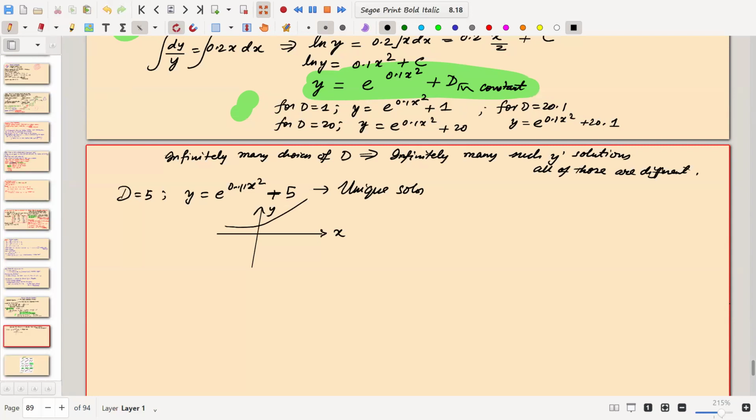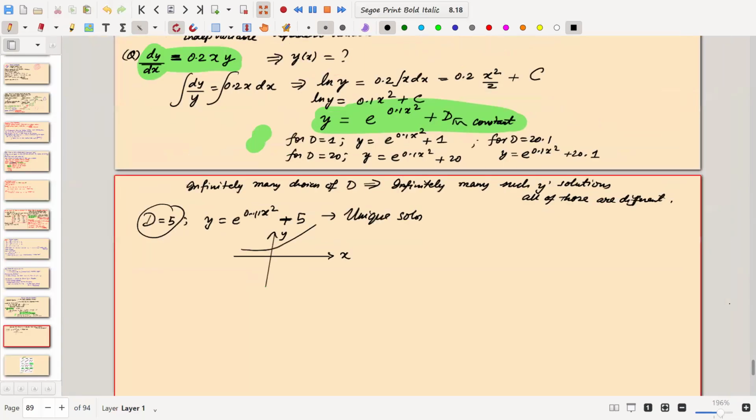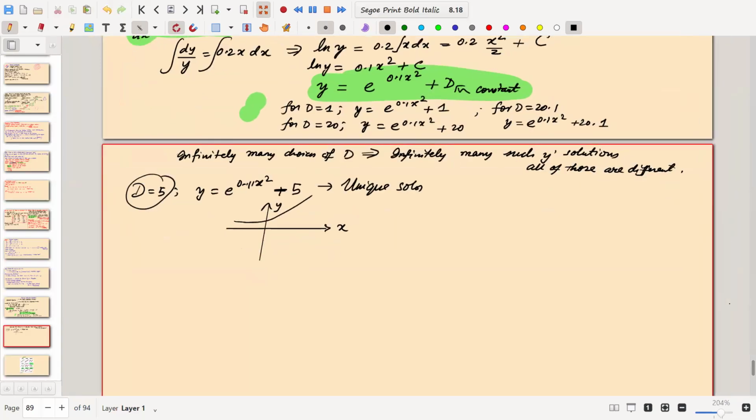So how can we fix d equal to 5? What does it mean? Note that y of x equal to e to the power 0.1 x square plus d. How can we find d? At x equal to 0, y of 0 equal to e to the power 0.0 plus d. Okay, so y of 0 minus 1 equal to d. So d depends on the initial condition. So if you fix your initial condition, you are fixing d, and that is giving you a unique solution.